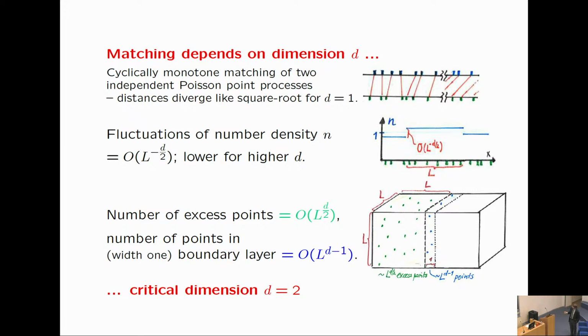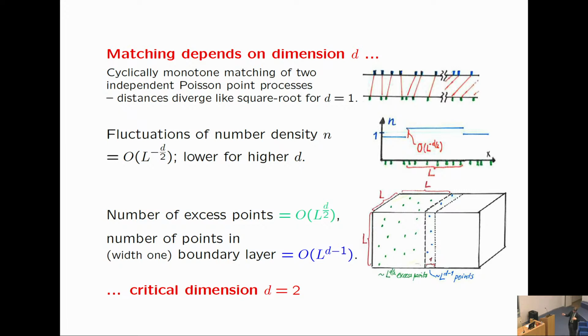And there is a very convincing back of the envelope argument, a physics argument, which tells you that dimension 2 is probably the most interesting dimension. The argument goes as follows. Let's think of two neighboring boxes of this artificial lateral size L, as I've indicated here. Let's first look at the left box. The number of points in this left box might be a little bit above average, or below average. Let's think above average.